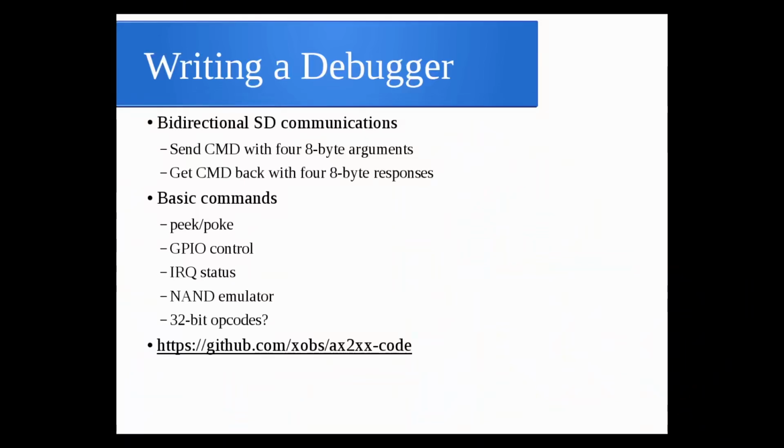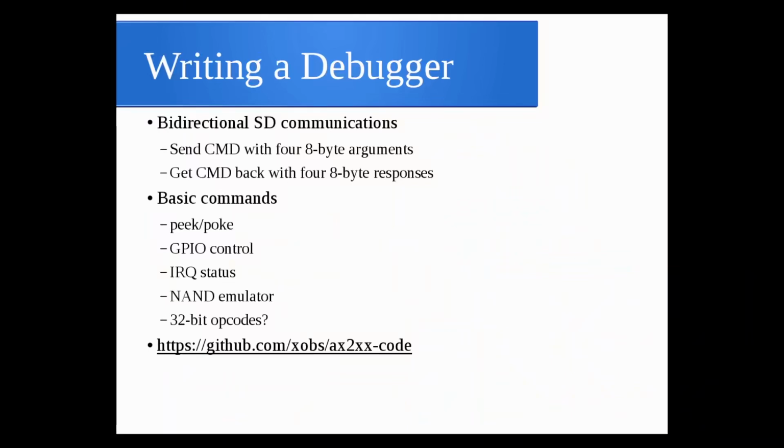And so we wrote a debugger around this. What we do is we send a command with four 8-bit arguments, and that fills that 32-bit SD argument. The card looks it up in a jump table, responds, and sends a command back with the same value and four 8-bit values. And so we implemented a debugger that has basic peek, poke. You can do GPIO detection, IRQ status.